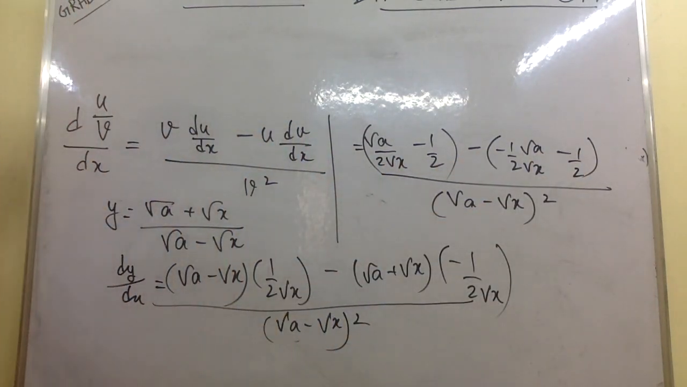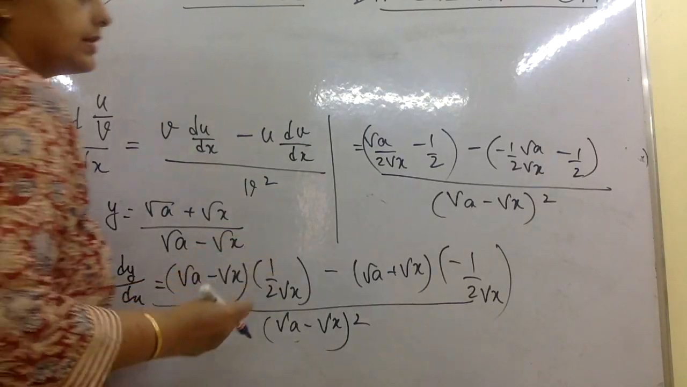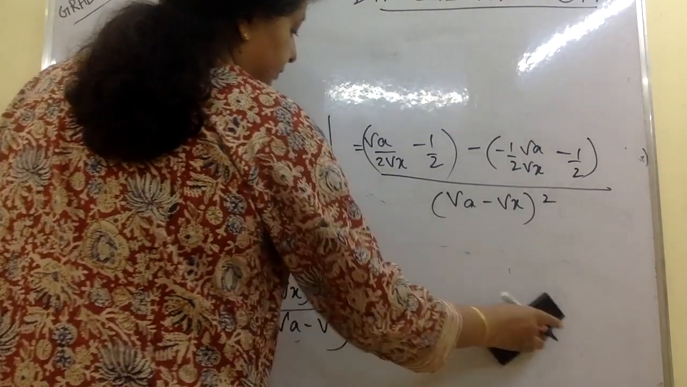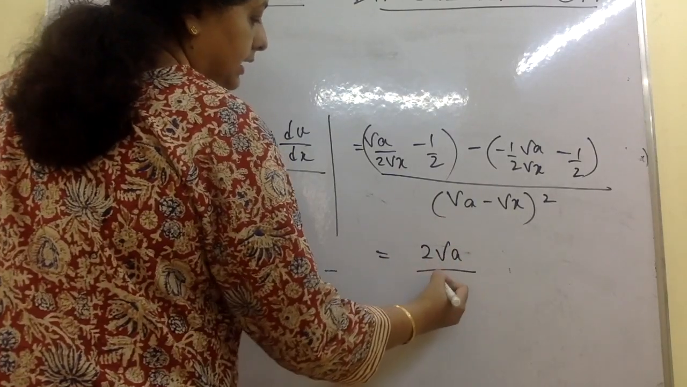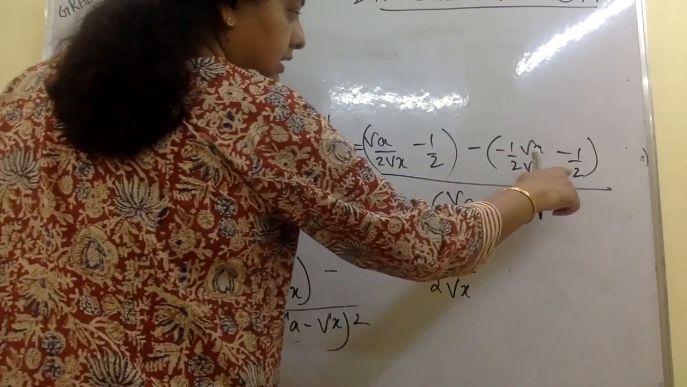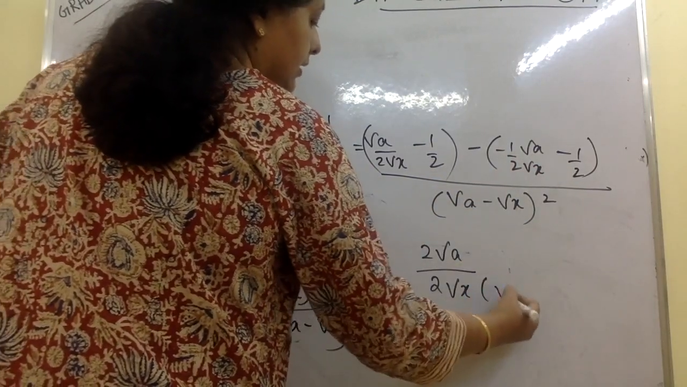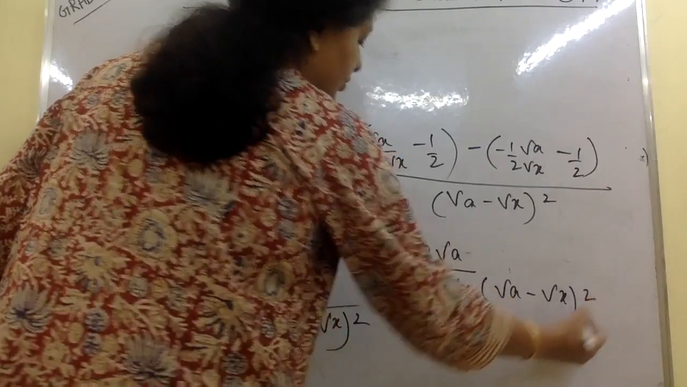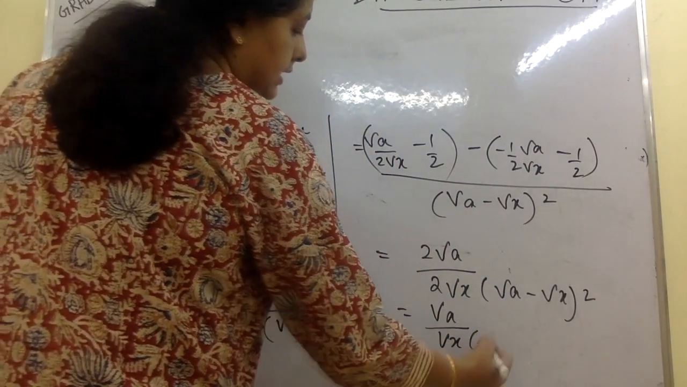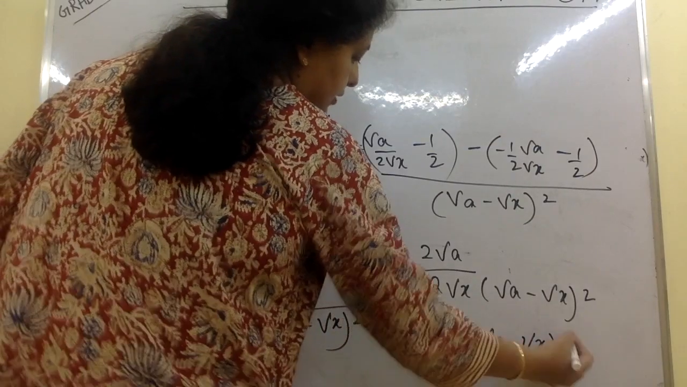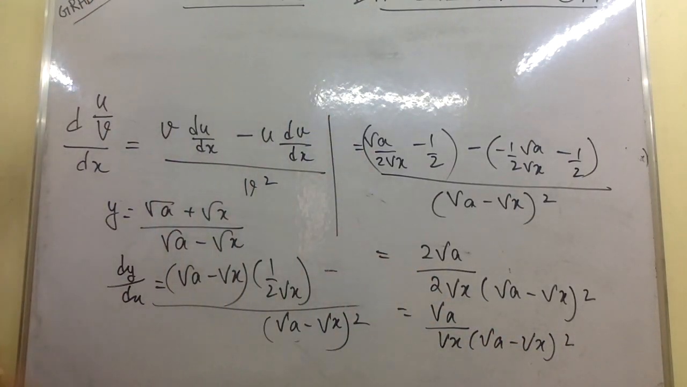Okay, so finally I can write this one as 2 root a by 2 root x, because this one and this one is cancelled. Okay, and root a minus root x whole square. Which is equal to root a by root x, root a minus root x whole square. Okay, that means the 2 is also cancelled and we get a final answer. Okay, let's see the next question.